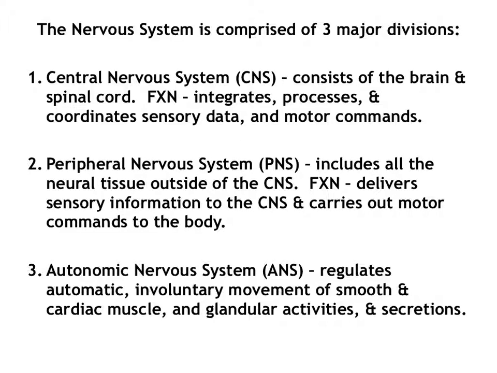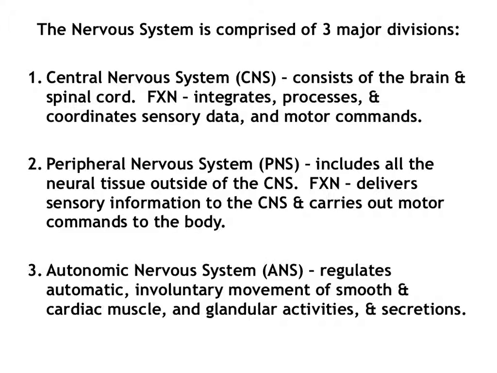Number two is the peripheral nervous system. That includes all neural tissue outside of the central nervous system. In other words, any neural tissue outside of the brain and spinal cord. Its function is to deliver sensory information to the central nervous system and carry out motor commands from the central nervous system to the body.